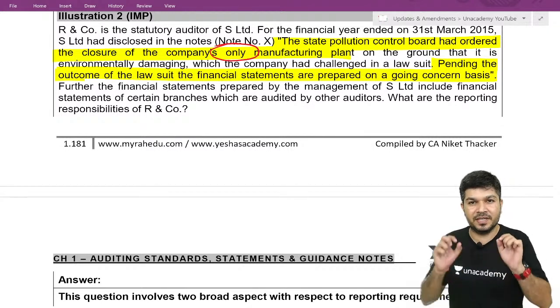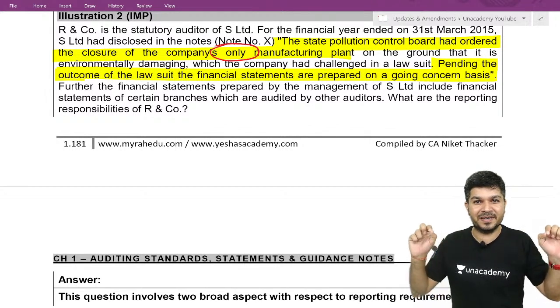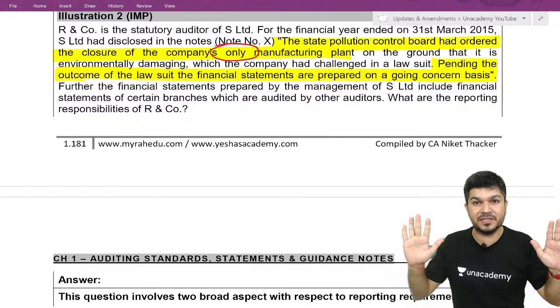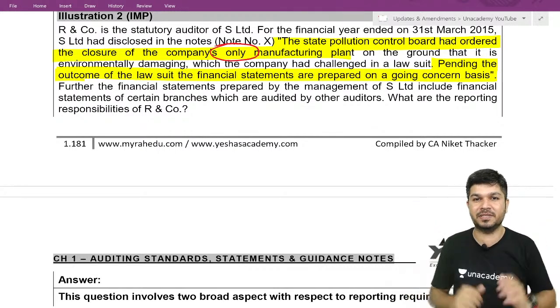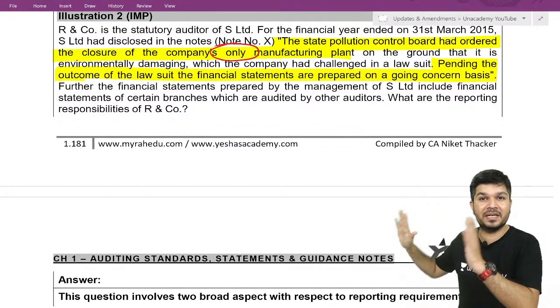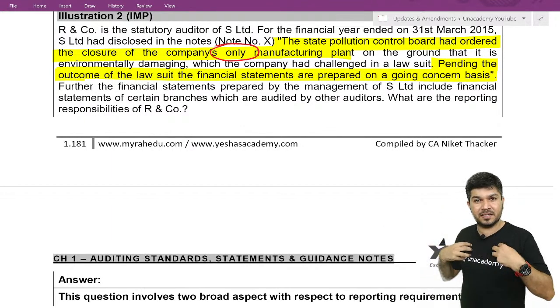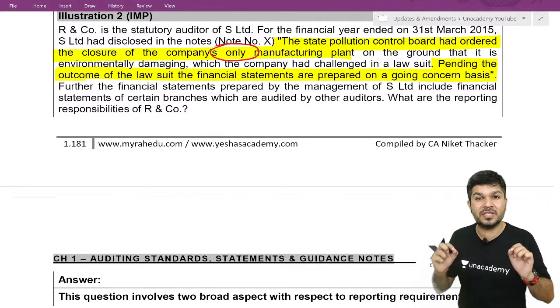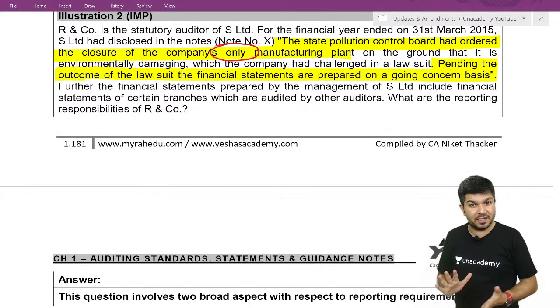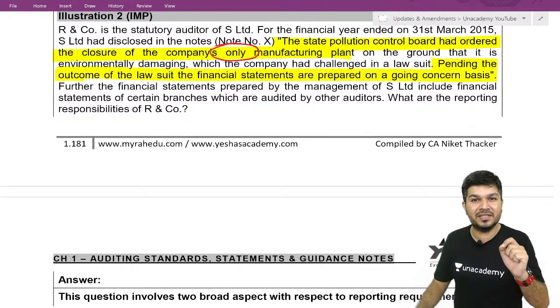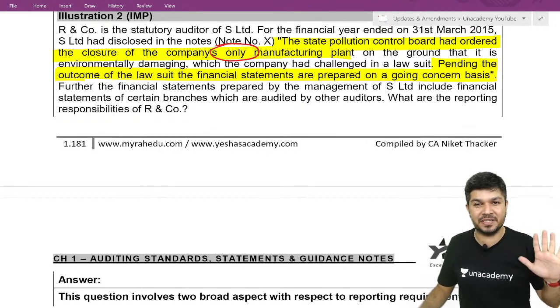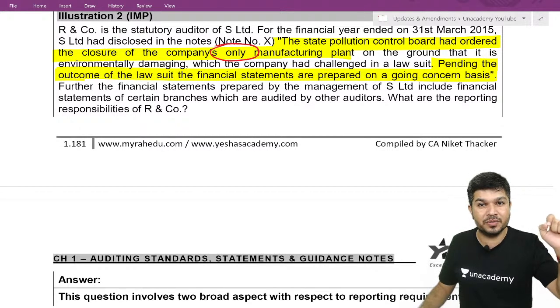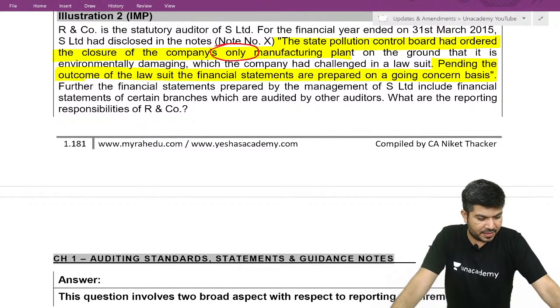Now I have a question. If there is a material uncertainty related to going concern and management has disclosed it appropriately in the financial statements, they've written that there's a litigation going on, and if we lose the case, we may not remain a going concern. Question: which type of report should I give? There's a material uncertainty related to going concern adequately disclosed by management in the financial statements. Which type of report do I need to give? Unmodified or modified?